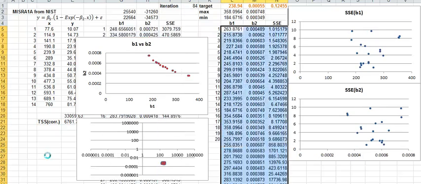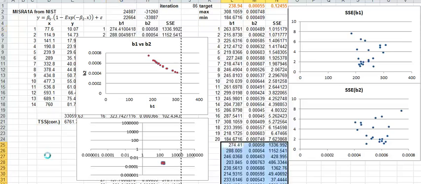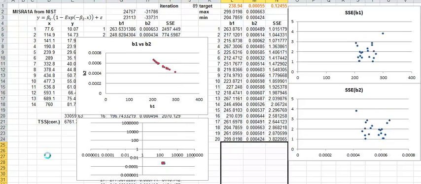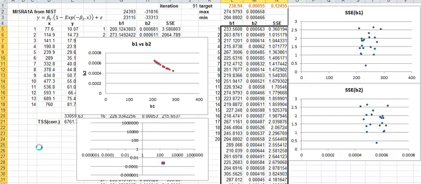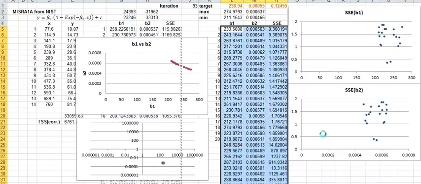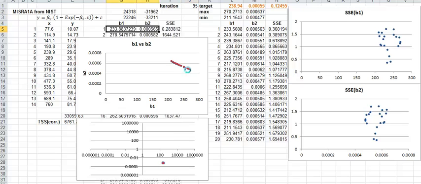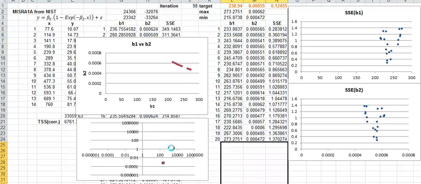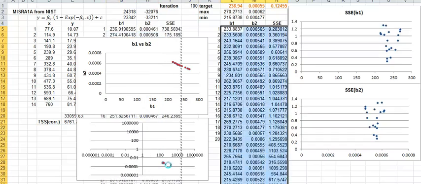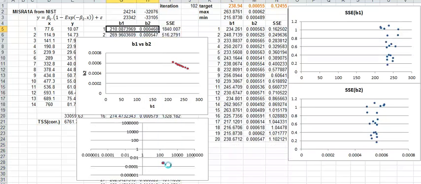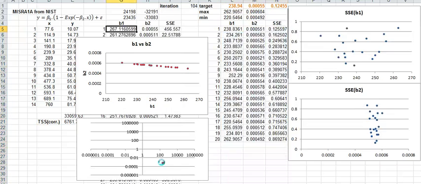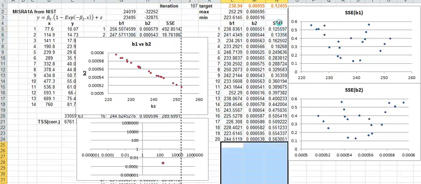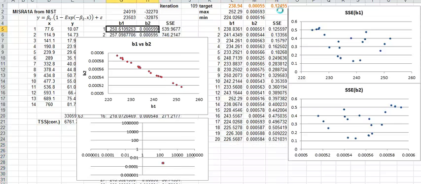Optimal parameter for beta 1 238.94, and we're certainly zooming in on that, and 0.00055, we're certainly zooming in on that. But there's still correlation between the best 20 of beta 1 and beta 2. Down here we can see that the search space, the current search space, is considerably smaller than the initial search space. SSE values are approaching the minimal SSE.